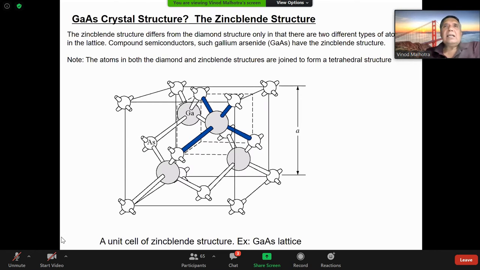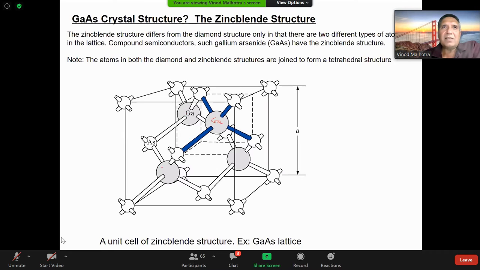which is for a compound. So the question then is, gallium arsenide is also a semiconductor, but it's a compound. So what is its crystal structure? It turns out gallium arsenide also has the atom placements in the same pattern as silicon. You notice that it's a face-centered cubic lattice, and there are 4 additional atoms inside, and the locations are the same as they would have been for silicon.